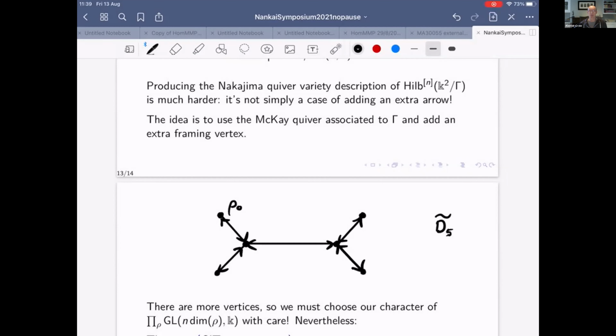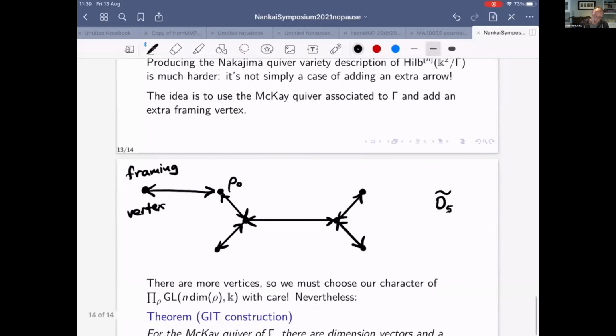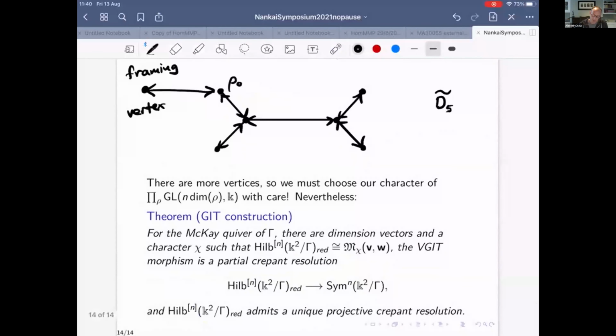And for McKay's construction, each vertex corresponds to an irreducible representation of gamma. I've indicated the trivial representation, and to write down the graph or the quiver I care about, I put an extra vertex, a framing vertex, and I put an arrow in each direction from that to the trivial representation. So I get a new quiver, and the goal is to study quiver varieties for this quiver. So now I've got lots of vertices, so the kind of characters we're choosing when I make GIT quotients, and the dimension vectors I'm choosing aren't just integers.